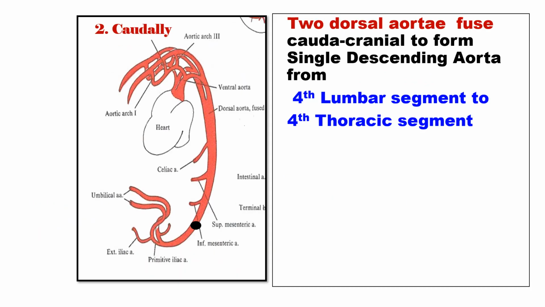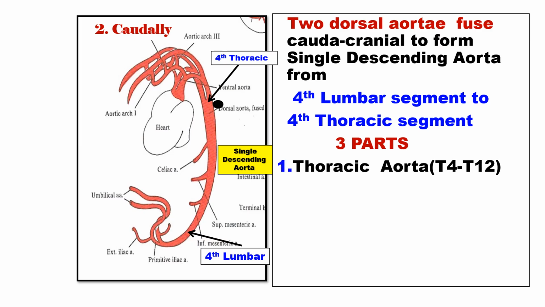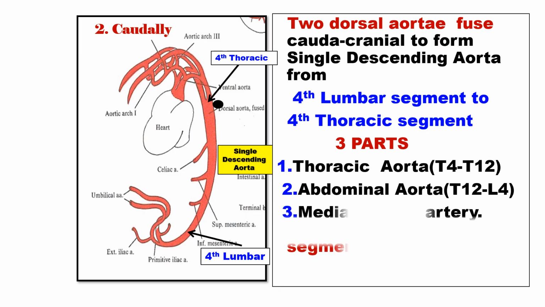Caudally, the two dorsal aortae fuse caudocranially to form a single descending aorta from the fourth lumbar segment to the fourth thoracic segment, and this single descending aorta has three components: thoracic aorta from T4 to T12, abdominal aorta from T12 to L4, and middle sacral artery opposite the first sacral segment.